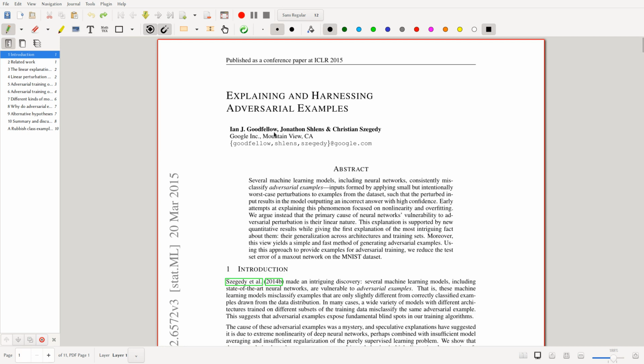Cool. Today we discuss a paper by Goodfellow from 2015 ICLR. Now, for those of you who don't know Goodfellow, I'm sure everyone is familiar with him. He's the creator of generative adversarial networks. Legend says he was having a pint with friends and he came up with the GANs, which is quite a pint, I would say.